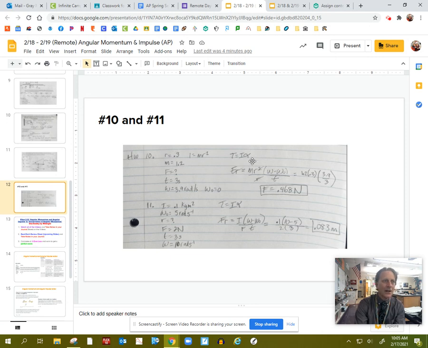I substituted moment of inertia equals some ratio times mr squared. Put that in there. Angular acceleration equals change of angular velocity over time. That was just all subbing in all these different formulas together into one, solving for force in this case, and then solving for radius in this case. So there's your work on that to see how that worked out.